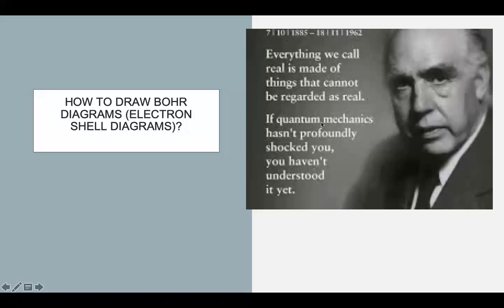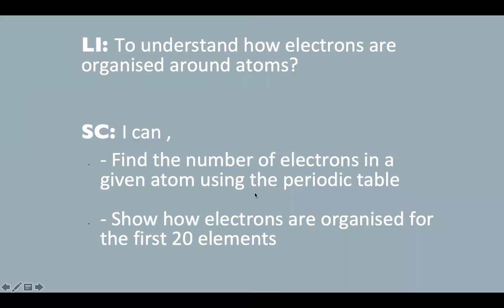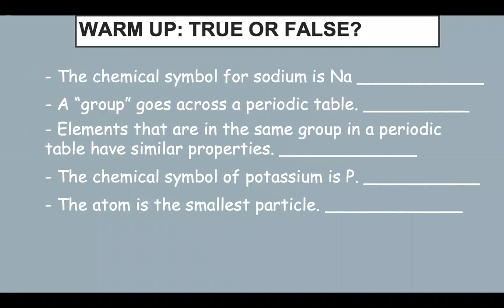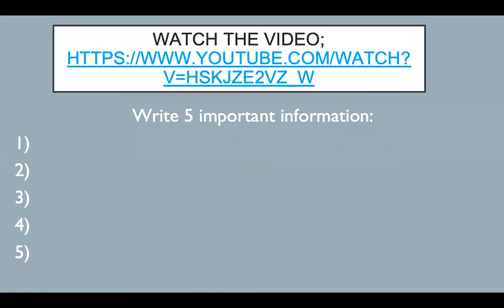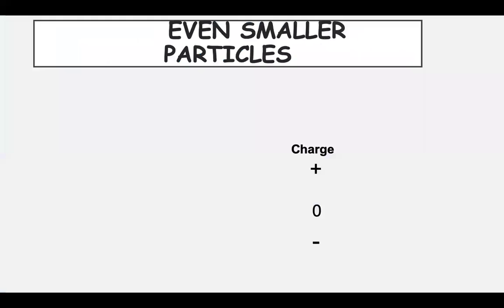Hi everyone. So today we are going to learn how to draw the structure of atom and the electrons around them. So how the electrons are organized around the atom. By now you should remember how to draw the structure of atom, and you should be able to draw the number of electrons around it. So complete these questions as a warm-up, fill-ups, and then watch the video and write the 5 important points.